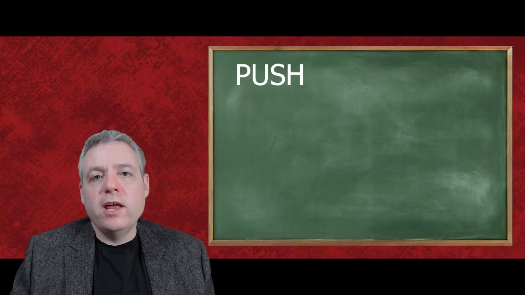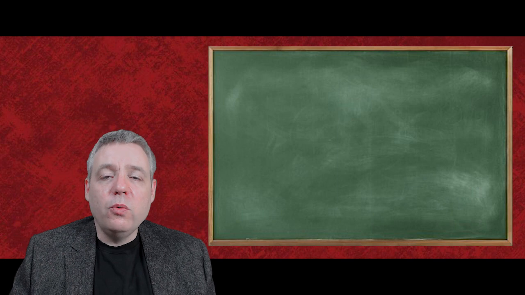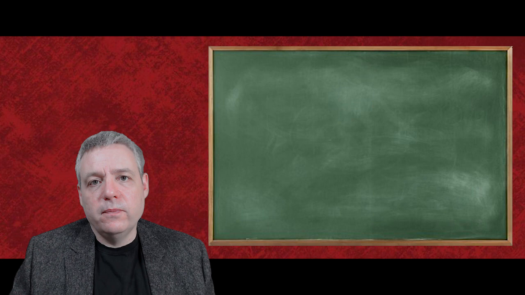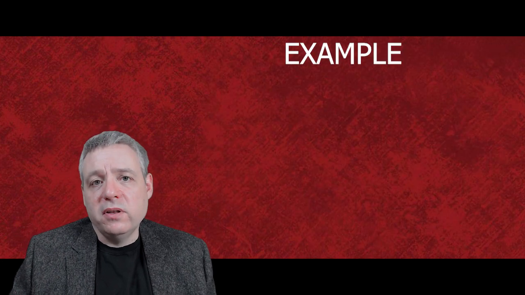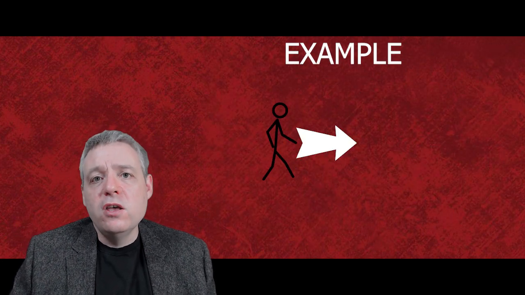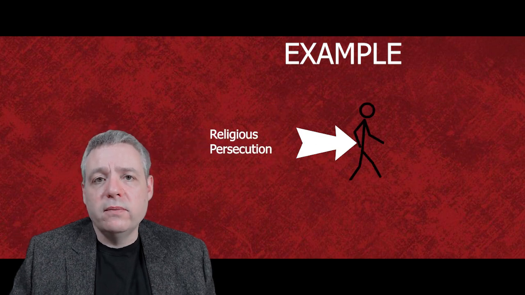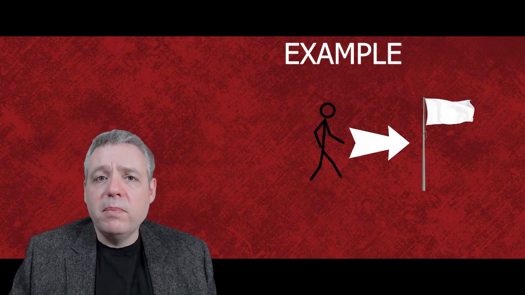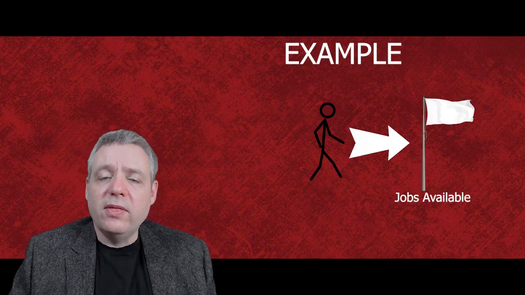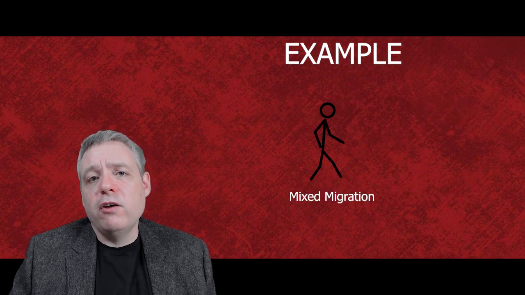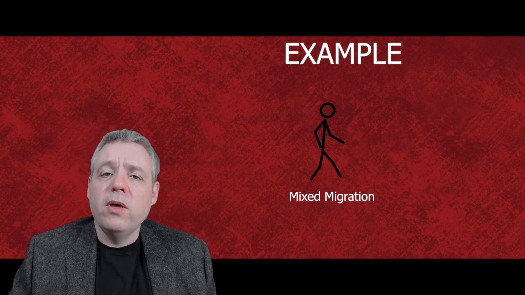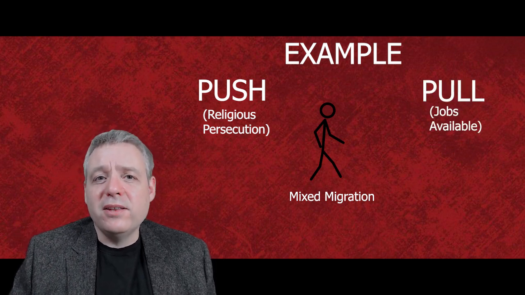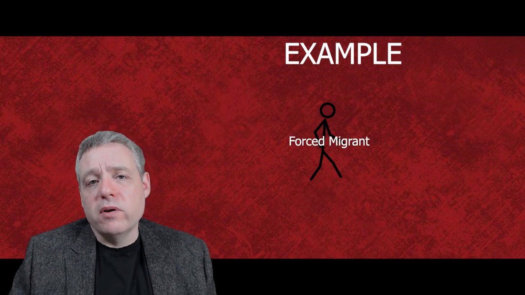While thinking about push and pull factors can sometimes be helpful, we must also be cautious not to oversimplify complex phenomena. For example, imagine that a person has no choice but to flee their country to avoid persecution on account of their religion. And imagine that that same person seeks out a particular country because there are jobs available. That person is engaged in mixed migration. They're affected by both push factors and pull factors. Nonetheless, they may still be categorized as a forced migrant.